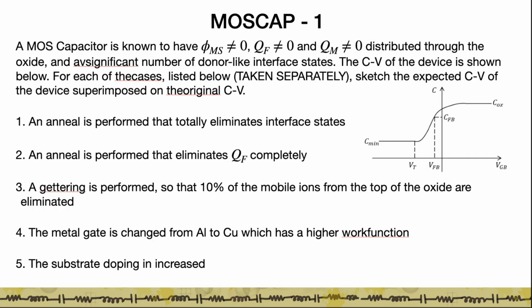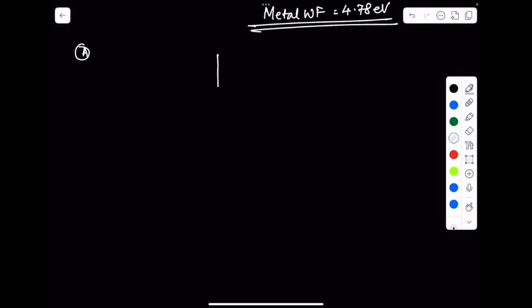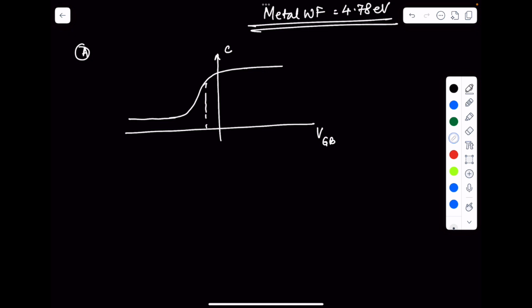So first, let's draw the original CV. The original CV looks something like this. I have VGB, I have capacitance. This is my Cox. So the VFB is negative and your VT is here. This is Cox. So this is an N-type substrate, and you have basically an inversion happening when you have a negative voltage on the gate.